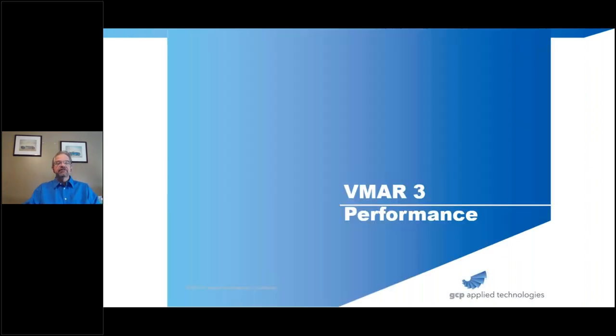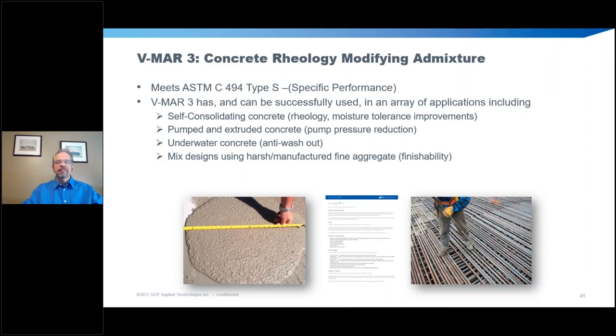So let's talk about the specifics of a viscosity modifying admixture and performance. Where would you use them? How would you use them? What's the benefit? Well, a rheology modifying admixture like VMAR 3, for instance, meets ASTM C494, Type S specific performance, and they are usually used in an array of applications.